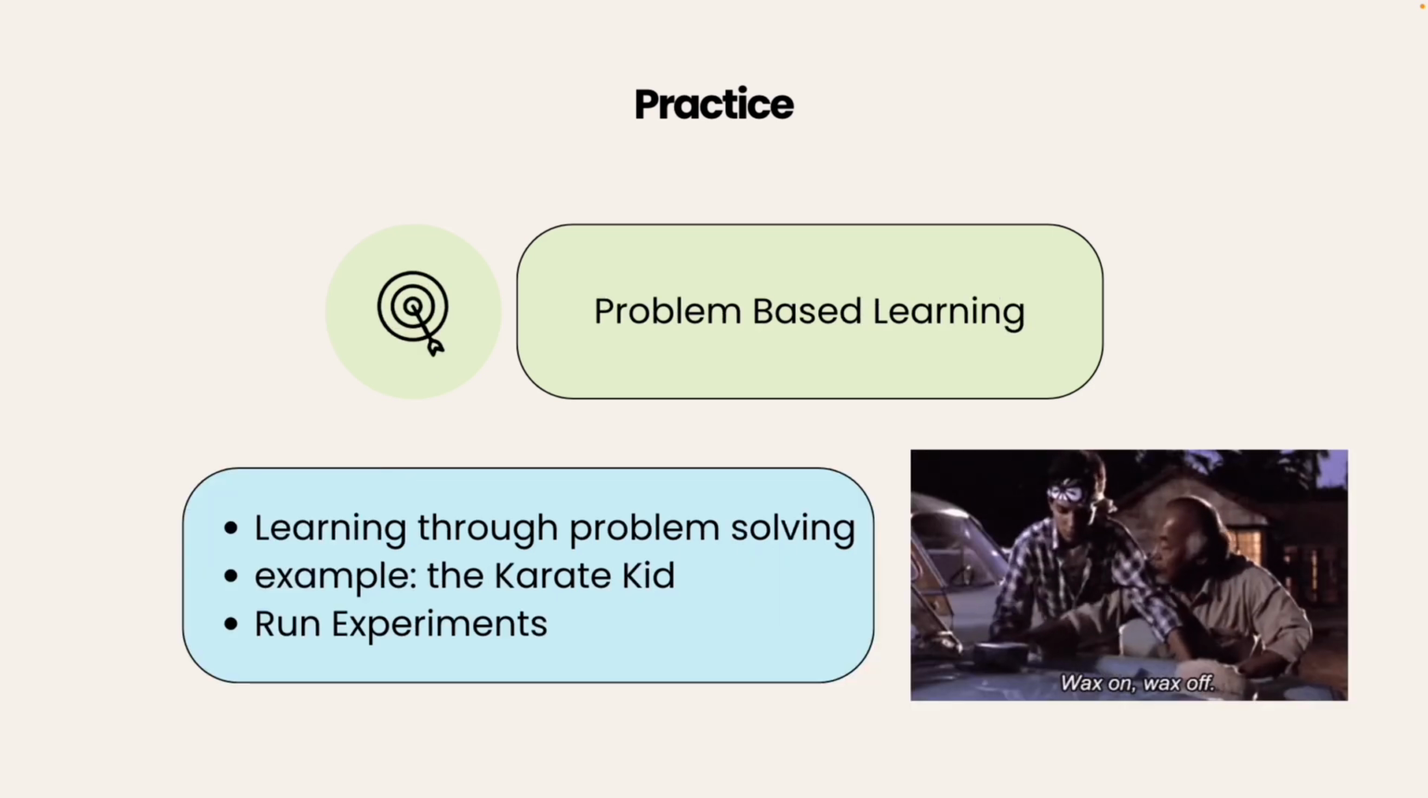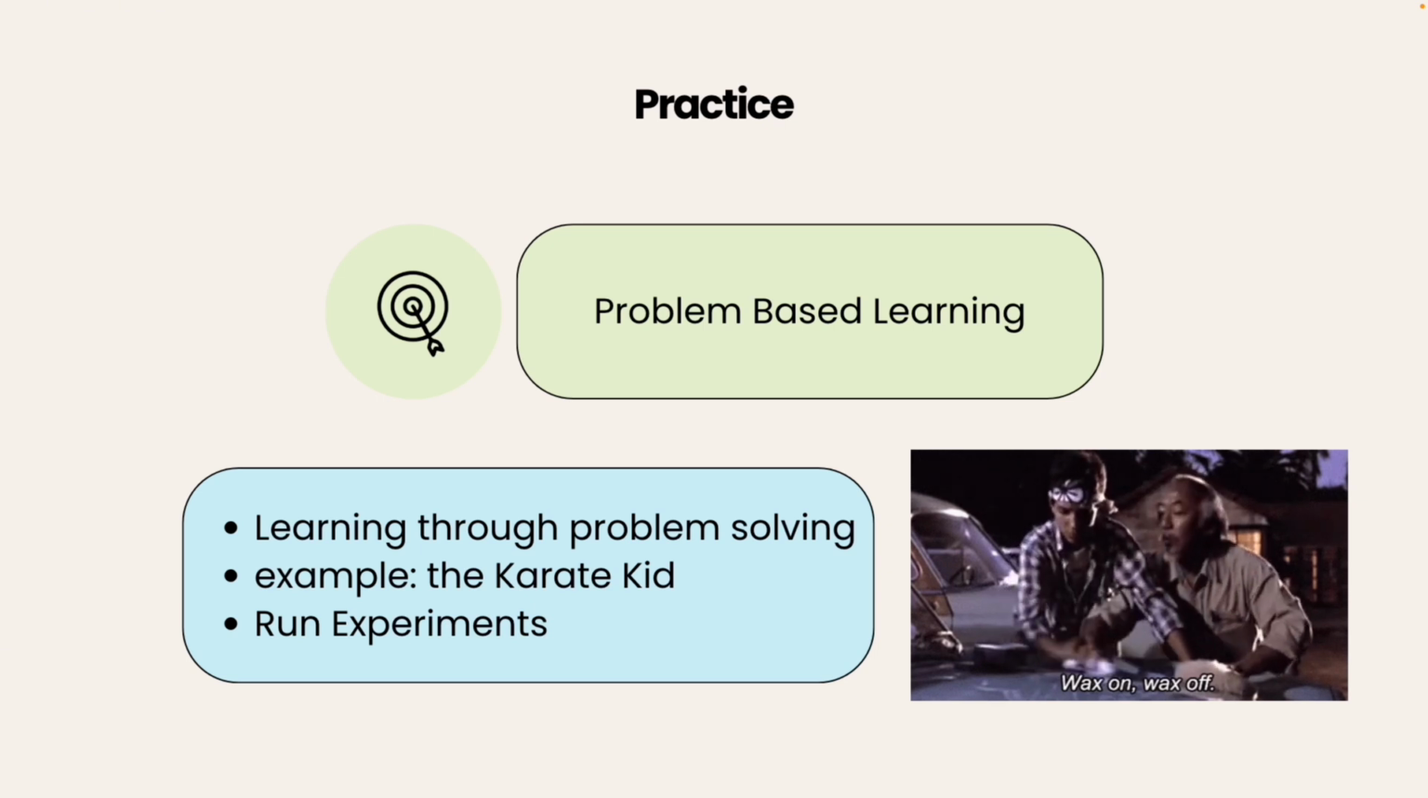The book also talks about problem-based learning. So this is learning through problem solving. The example the book gives is of the Karate Kid. So if you remember in the movie, instead of teaching him the karate movements directly, he teaches them through doing something else, like cleaning. And by doing something else or problem solving something else, this book claims that you learn better. So one example that I think we can use in trading is to run trading experiments.